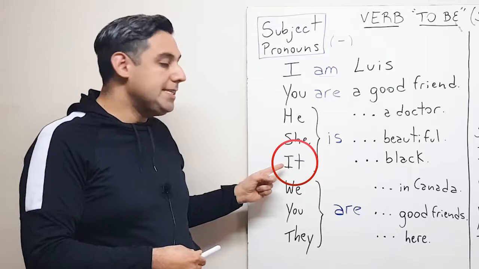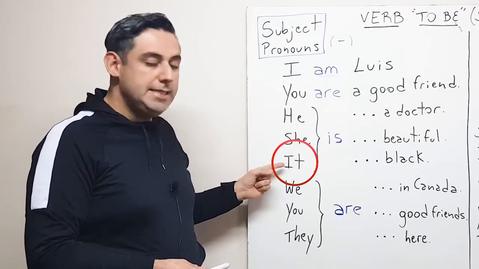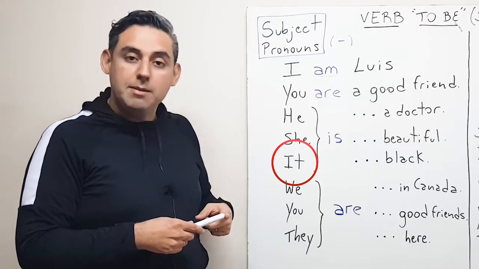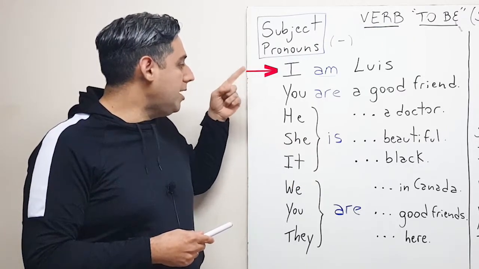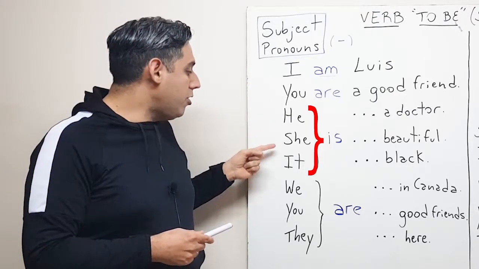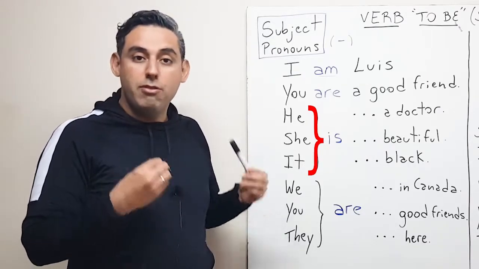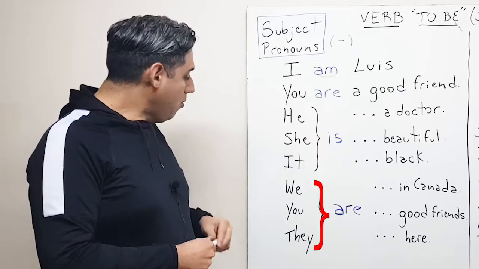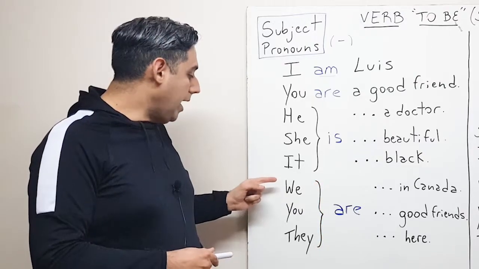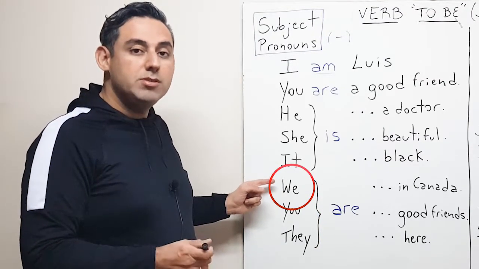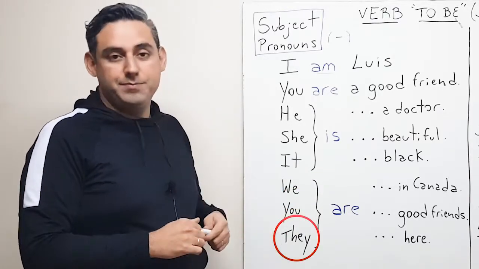And it is an impersonal pronoun. I use these two to refer to people, but it is a pronoun that is used to refer to animals or things. And these, of course, are singular. First person singular, second person singular, and third person singular. So this group of pronouns belong to the third person singular. Now we have the first person plural, the second person plural, and the third person plural. We, this is how we pronounce it, we. You. And they.